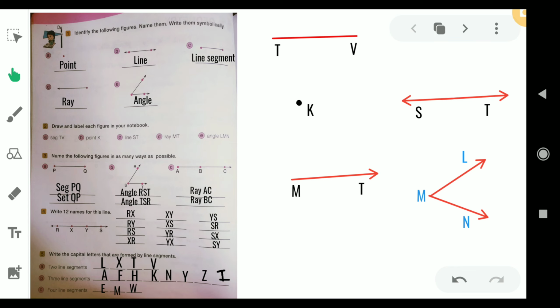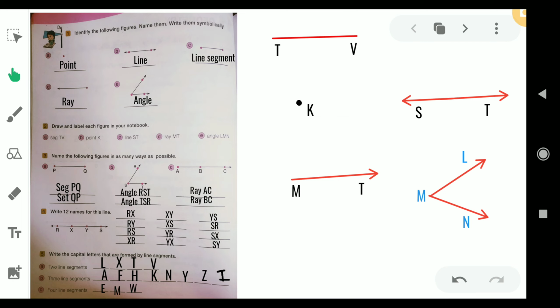Let's move on to the next. So now you have to search the letters. Now you have to mention the letters which are formed by three line segments. So A is one, with 2 and 3. Similarly, F is another letter which is formed by three line segments, and also H, K, N, Y, Z and capital letter I. So these are the letters which are formed by three line segments.